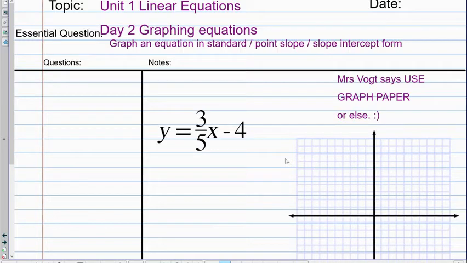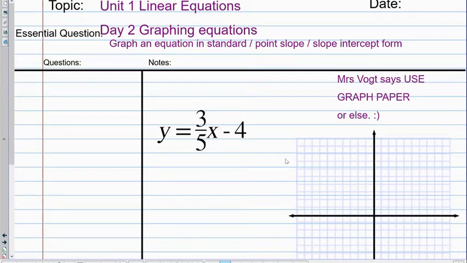If you don't have graph paper and you need graph paper, please talk to your teacher and we'll see if we can get you some. But it really is important to use graph paper because a lot of times your lines really don't look straight. I can't tell what you've done unless you use a piece of graph paper. So that's important.